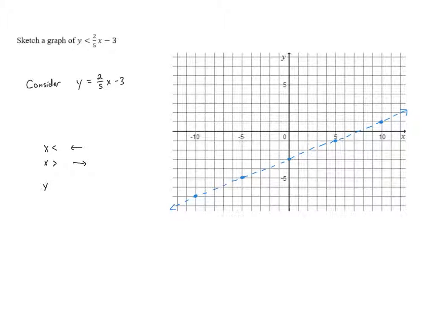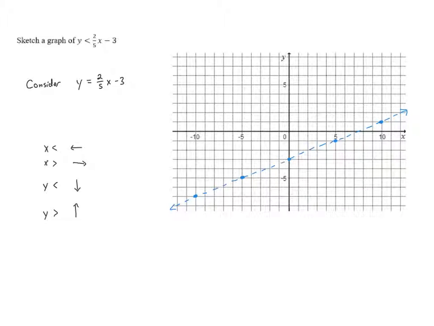But now we have y is less than some quantity. And I want to ask, where do we find smaller y values? Now, y is the vertical axis, and if you look at the vertical axis, as you go up, the numbers get bigger, 1, 2, 3, 4, 5, 6, 7, etc. And as you go down, the numbers get smaller, -1, -2, -3, -4, etc. So in a situation where we have y is less than a number, we are going downward. We should be shading downward. And if we were to have y is greater than some quantity, we would be shading upward.